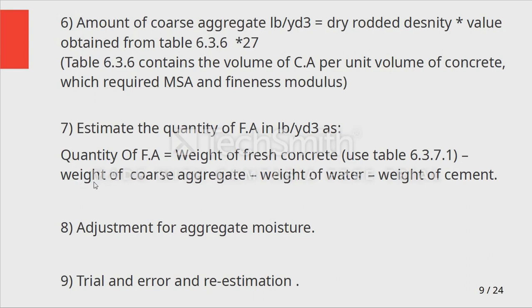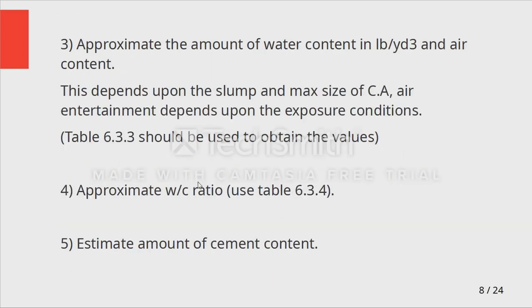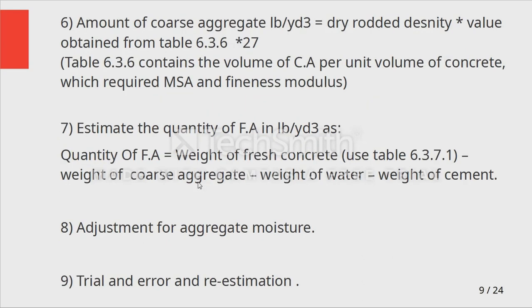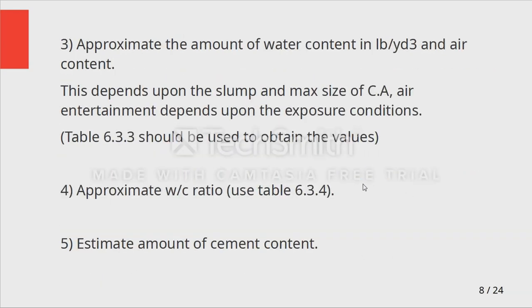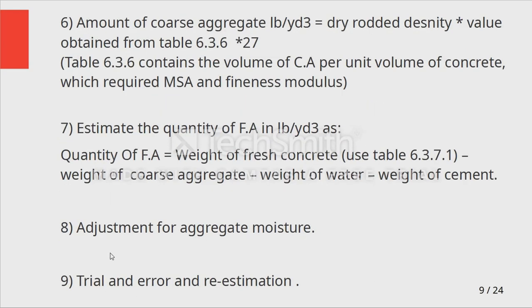So you have already known the weight of coarse aggregate from step number 6, the weight of water from step number 3, and the weight of cement from step number 5. So you can estimate the amount of fine aggregate. You have known all the quantities, their weights. Now if you are using the volume basis method, then you should also know the amount of air, because air would also occupy some space. So you should also subtract the amount of air if you want to know the volume of fine aggregate.